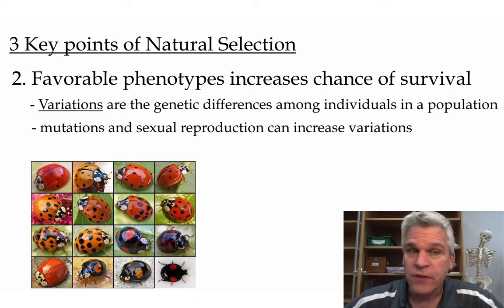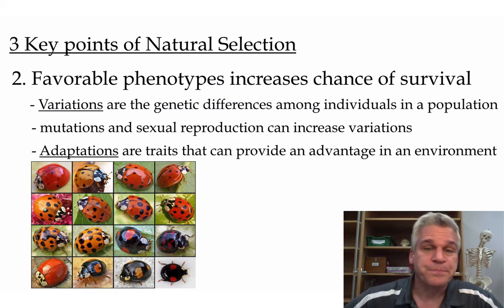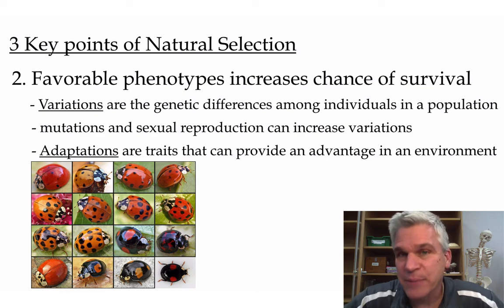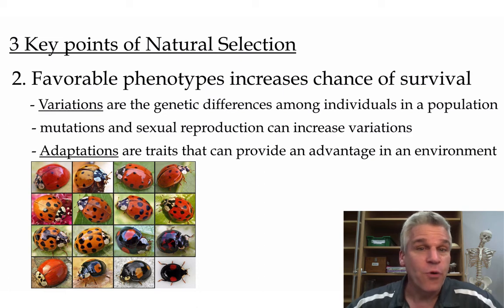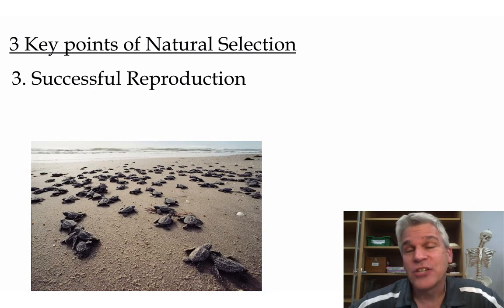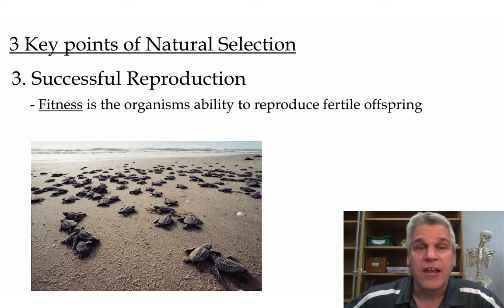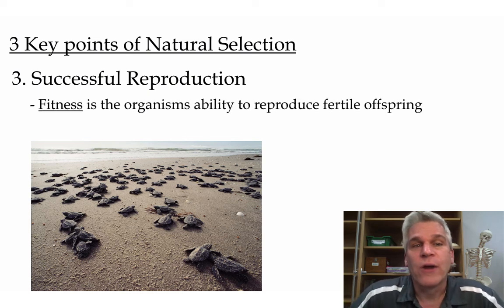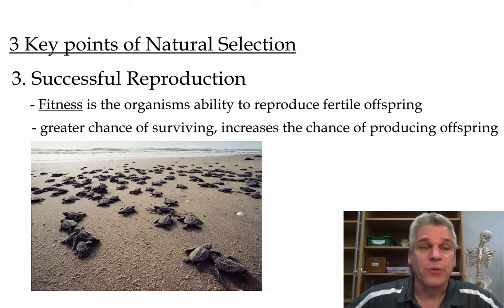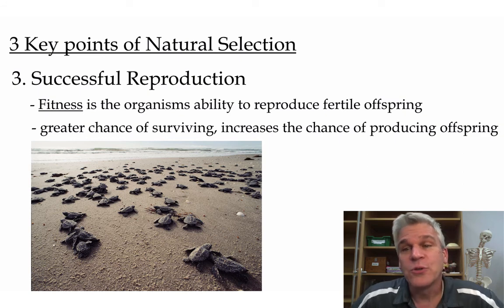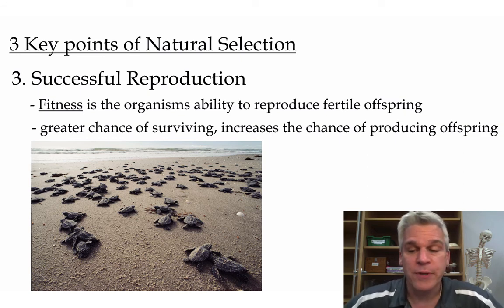Now, what can cause these variations? Mutations, for one. Sexual reproduction can increase the variations and can give that organism an adaptation. An adaptation is a trait that can provide an advantage for that organism in its environment. And if it has these favorable phenotypes and does have a greater chance at surviving, it's going to have a chance at successful reproduction. In other words, those individuals will have a greater fitness. That is their ability to reproduce fertile offspring. So if you have a greater chance of surviving, that's going to increase your chance of producing offspring.